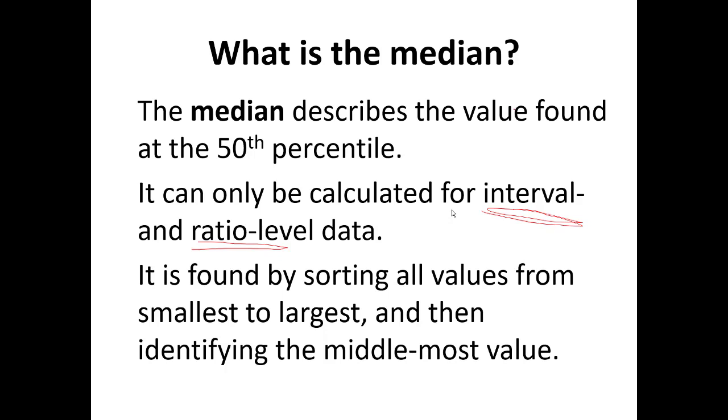So the big point here is that the median is at the 50th percentile. So half of the observations are to the left of it on our histogram, and half would be to the right.